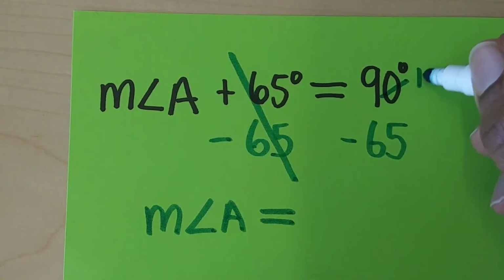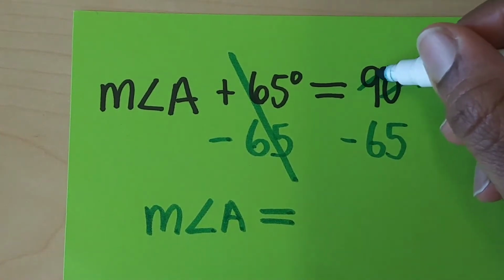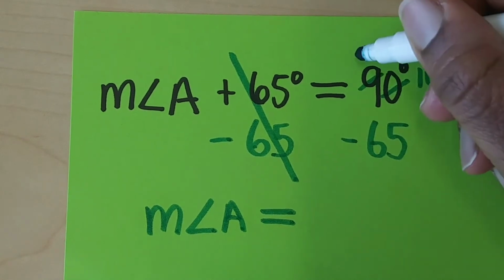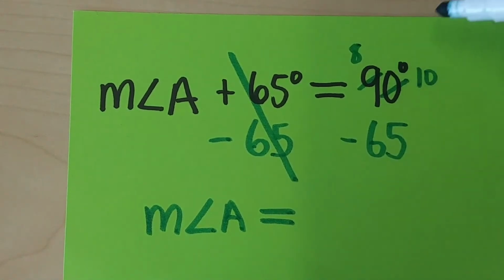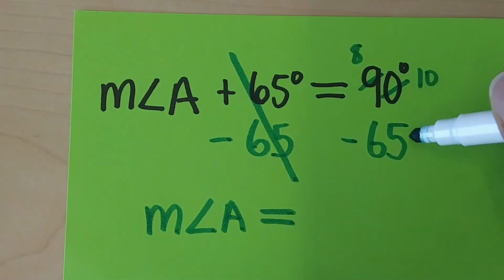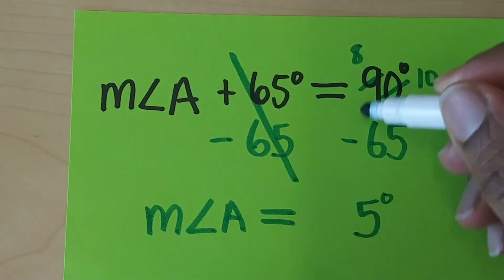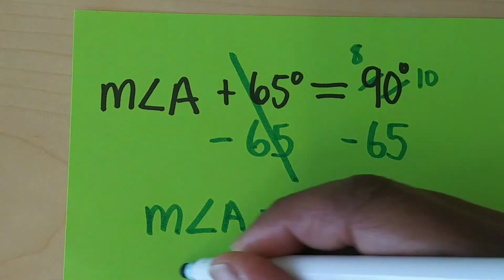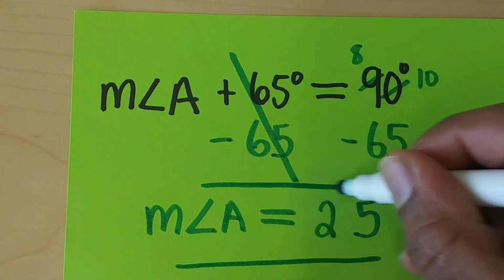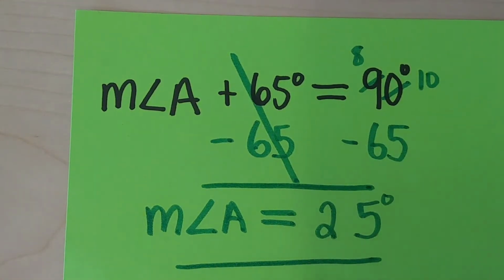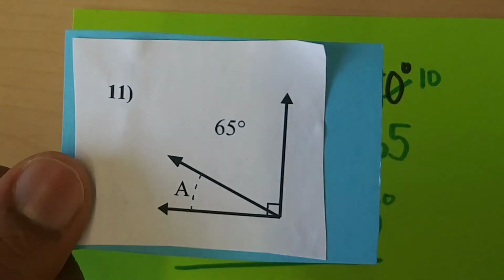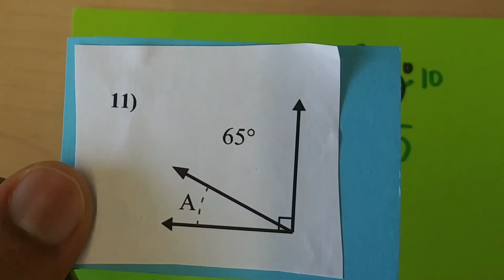This becomes a 10, and then I unbundle one group here, and that becomes an 8. 10 minus 5 is 5 degrees, and 8 minus 6 is 2. So my answer should be 25 degrees. So the measure of angle A in this case should be 25 degrees. But I always want to check myself.